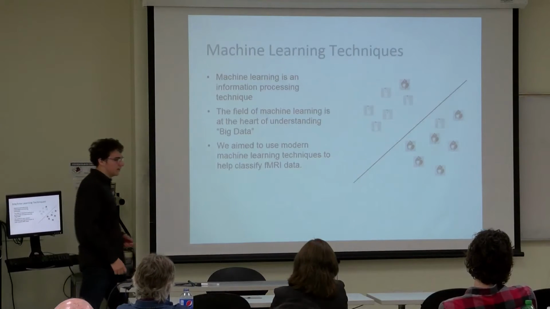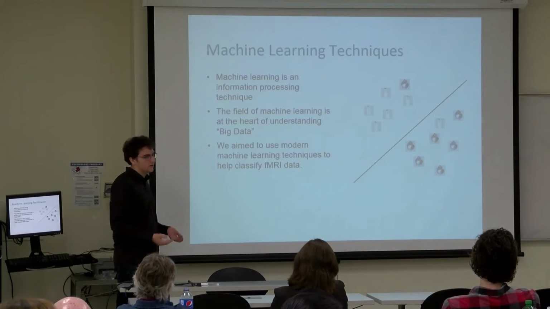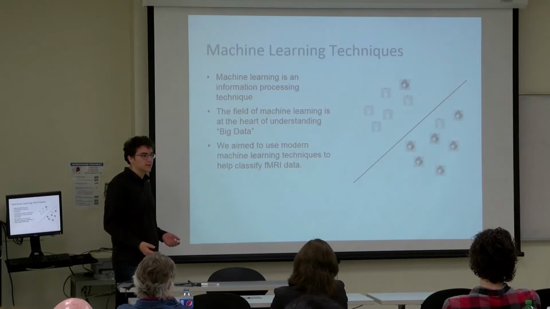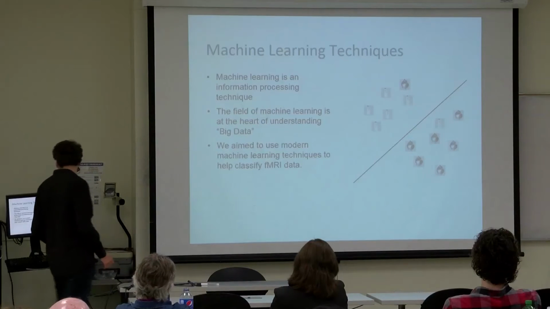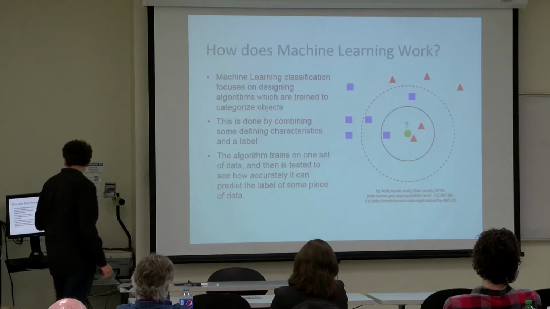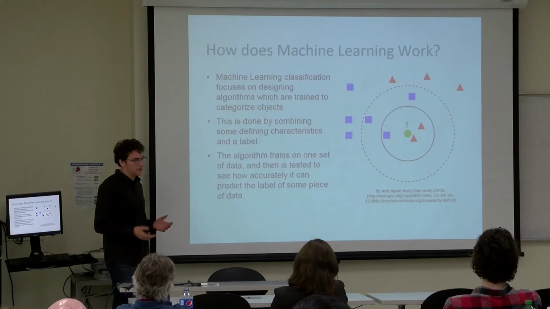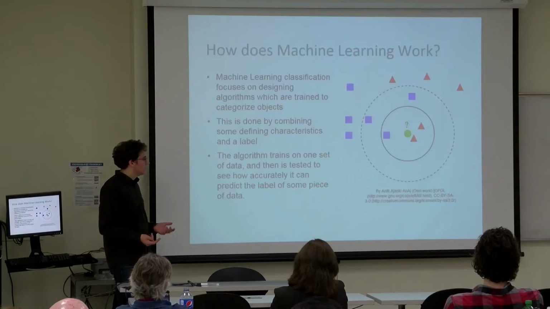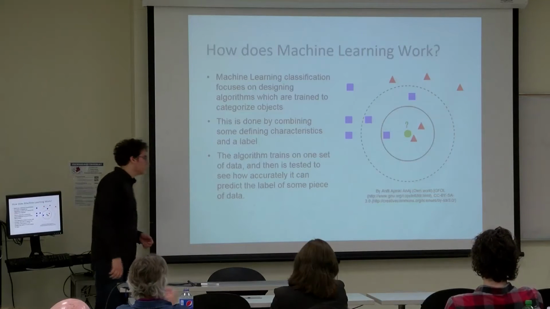So we looked at machine learning to start working at understanding this data. Machine learning, as many of you probably already know, is an information processing technique, and it's largely used in business and clinical settings when dealing with large data sets like ours. We're focusing on designing algorithms that categorize objects, in our case, because we're dealing with object recognition. So we had to find some defining characteristics and a label for that image, which we have the label from the data set, so we had to decide on the feature.